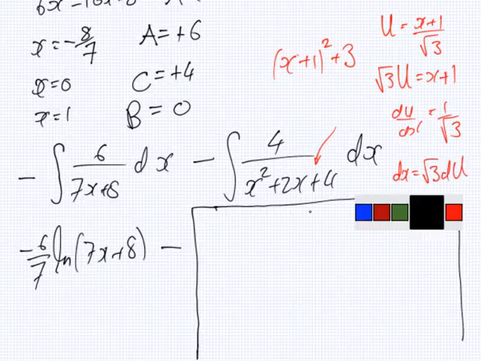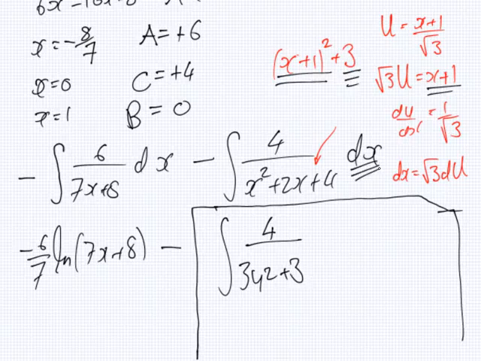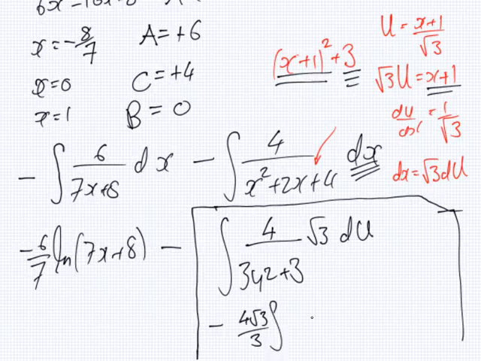If I put that in, this will become 4, and the first part will be root 3u squared, so it'll be 3u squared. And the second part will just be 3. And the dx will become root 3 du. So I guess I can take the 4 root 3 and 3 outside, and I'll just be left with 1 over u squared plus 1 du.